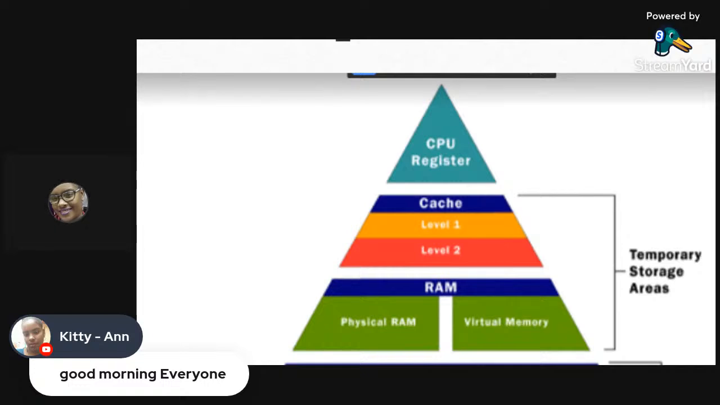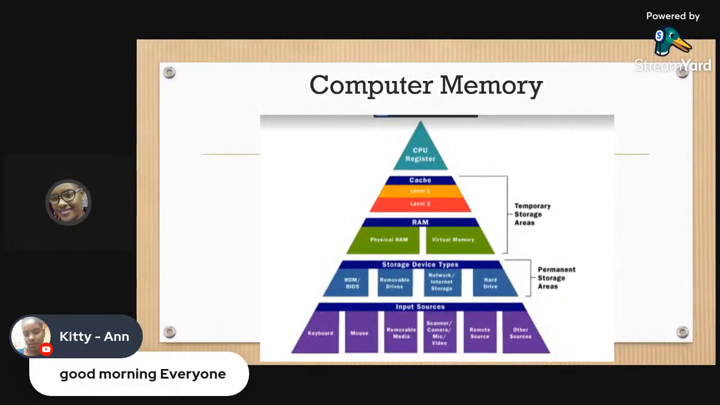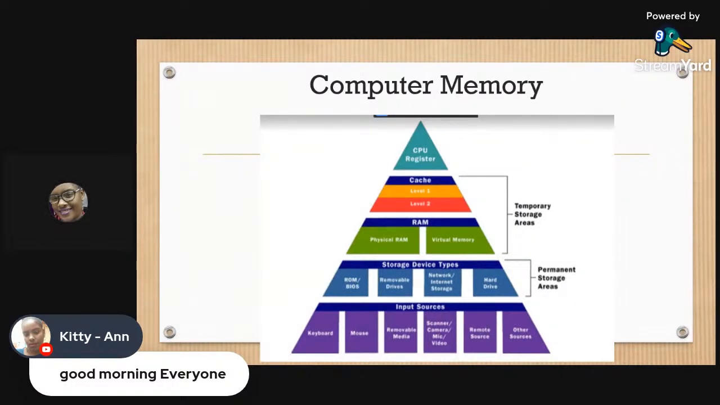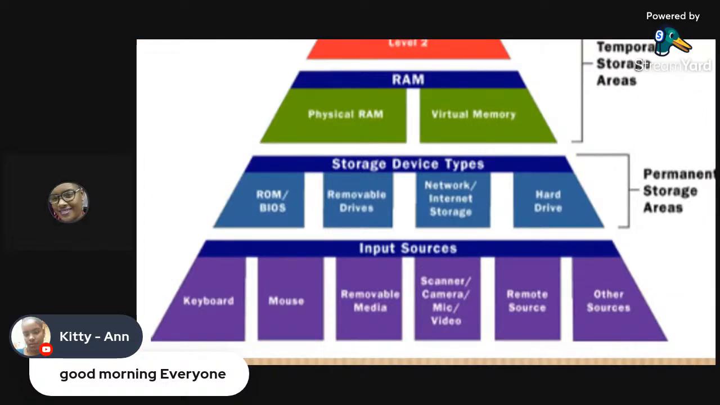And notice it says that these two are temporary, right? Temporary in the sense that once there is no electricity, your data will become lost. Here now, we have our storage device types. We have RAM, BIOS, removable drives, network and internet storage, and our hard drive. And these are permanent storage areas. Though you can delete the data that is on it, it is more permanent than what we had above.